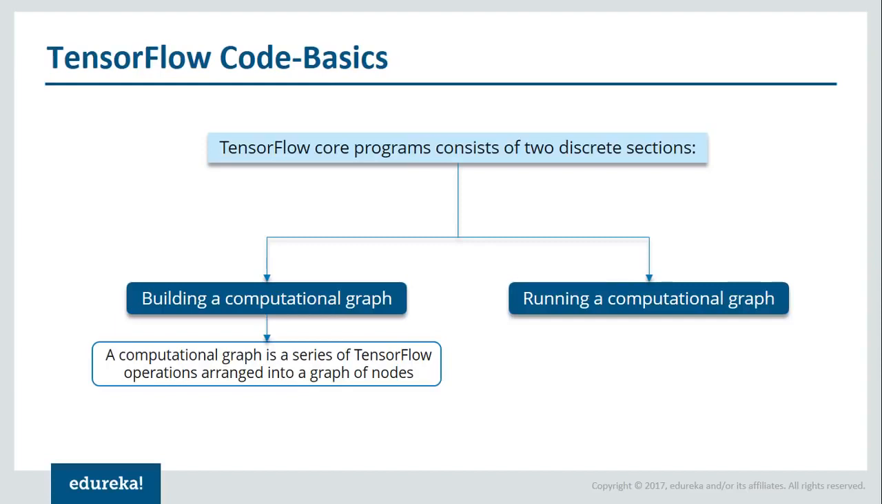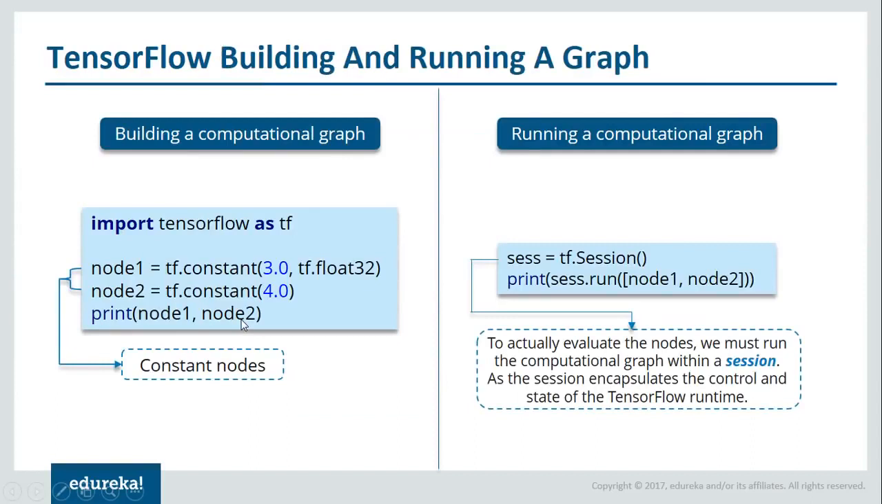Now let me explain this to you with an example. Over here, we are building a computational graph. The first thing we need to do is import TensorFlow as tf, or whatever name works for you. We have defined two nodes here, which are constants, and we have initialized them with the values 3 and 4 respectively. Now, when I print node 1 and node 2, it will be just an abstract tensor. It won't give me the values of node 1 and node 2. So in order to get those values, I need to run it inside a session.